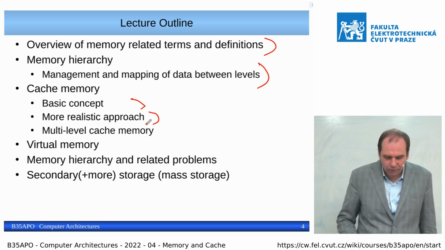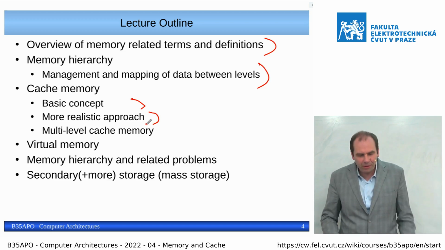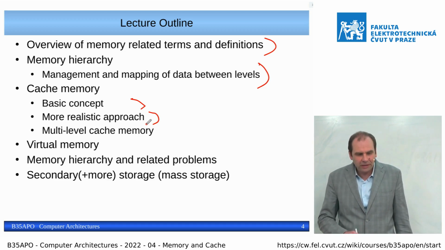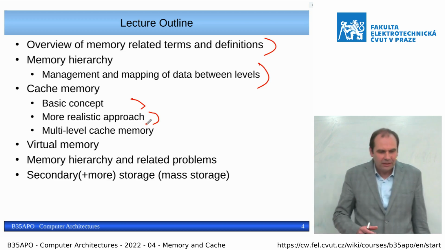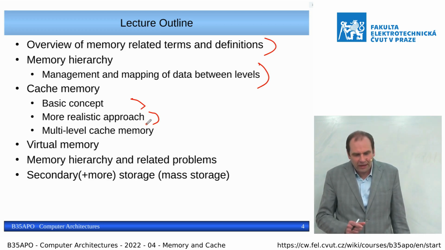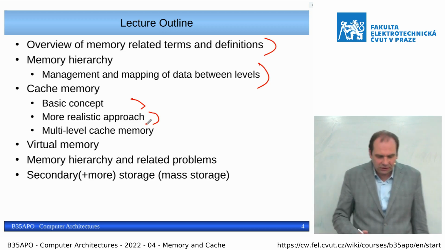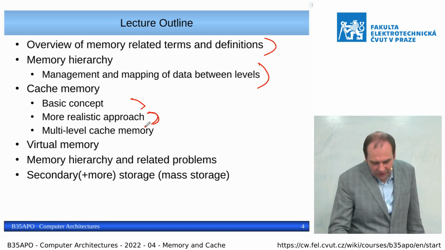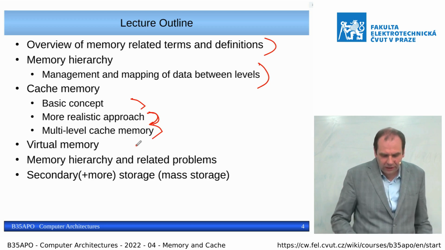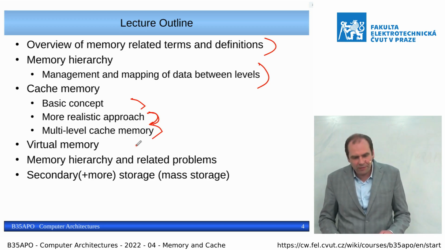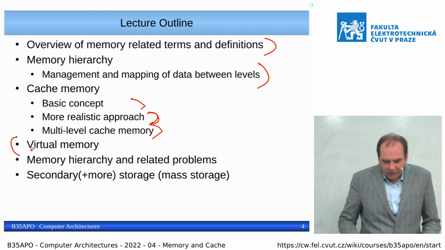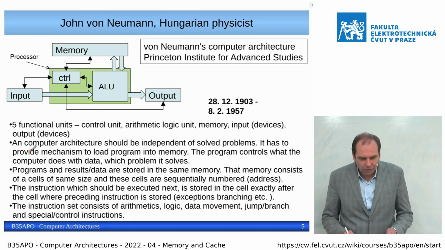Then we look at how to speed up a memory by adding a cache. So basically, adding some memory or storage which allows keeping data that are fast accessible in the next iteration. And then we see what the realistic approach is and how a multi-level cache memory system works, what virtual memory is, and so on.